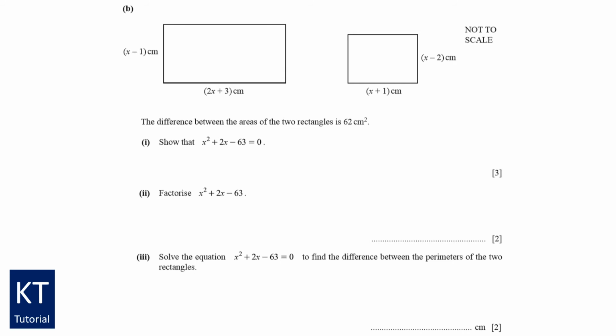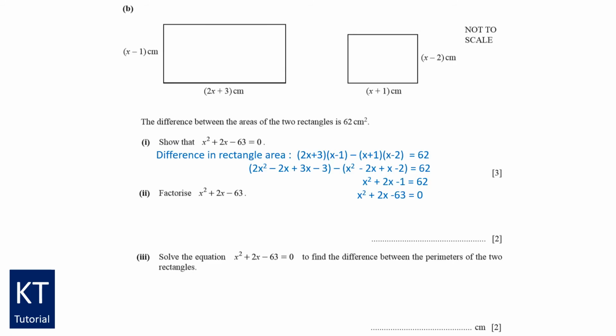Next, the difference between the areas of the two rectangles is 62 cm squared. Show that x squared plus 2x minus 63 is equal to 0. What is said here is to take the multiplication of the length and width components of the larger rectangle and subtract it by the multiplication of the length and width components of the smaller rectangle and equate this to 62. Next, you'll expand both the expressions and simplify it to obtain what is required to be shown.